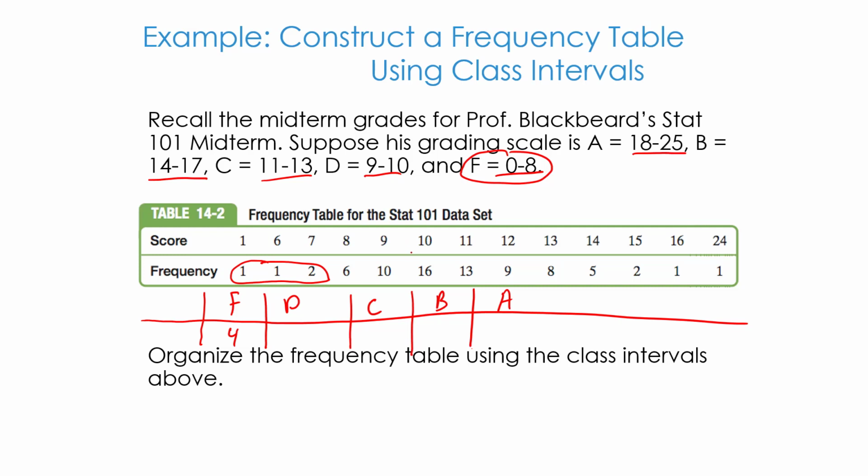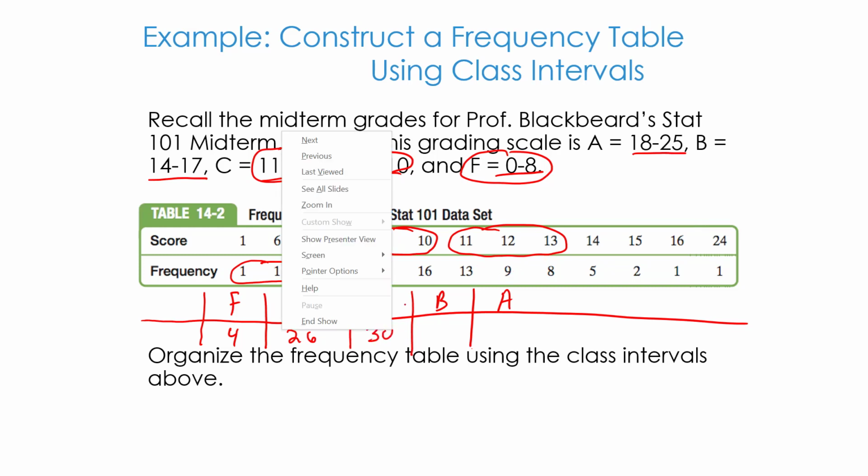Everything between 9 and 10 is a D. So 9 and 10 are these right here. We have 10 here and 16 here. So we have 26 Ds. And everything between 11 and 13 is a C. So 11, 12, and 13, that's these three right here. And we have 13 and 9 is 22, and 8 is 30. So we have 30 Cs.